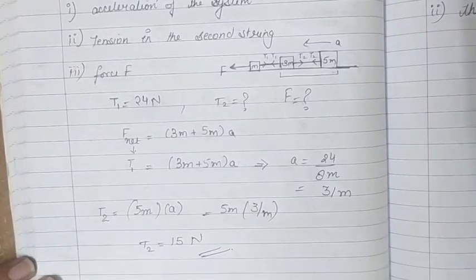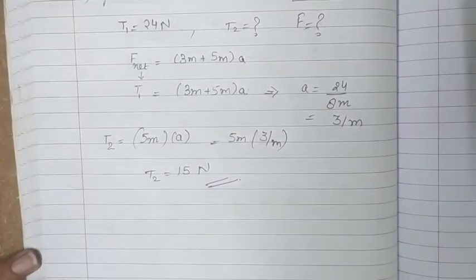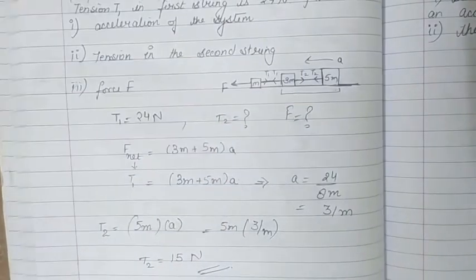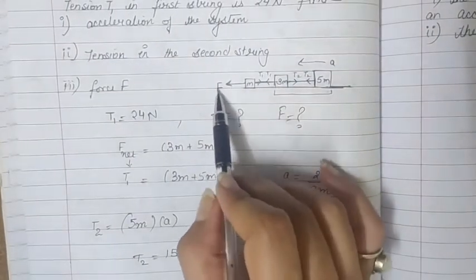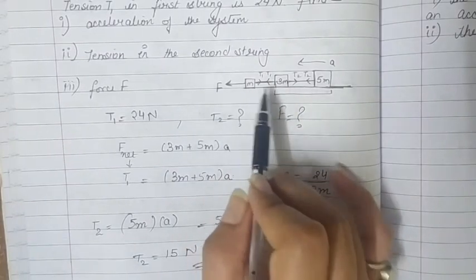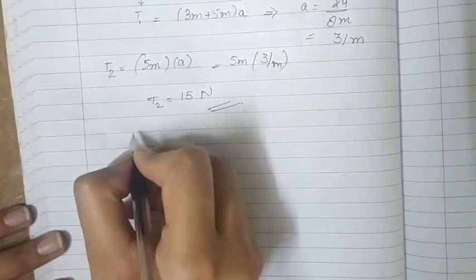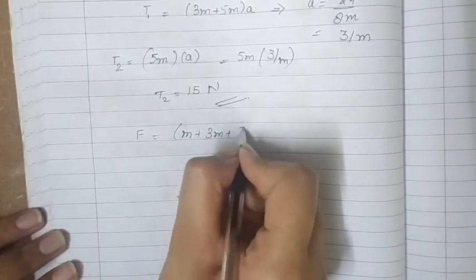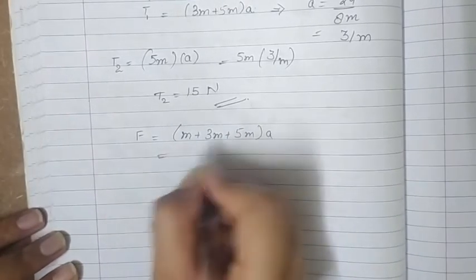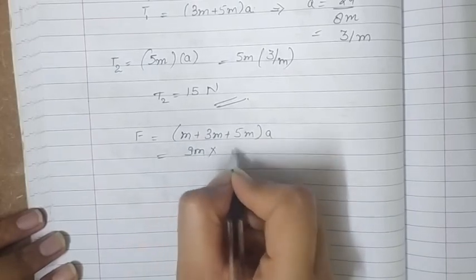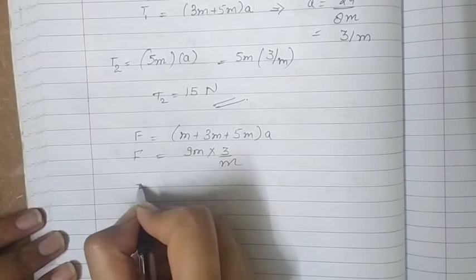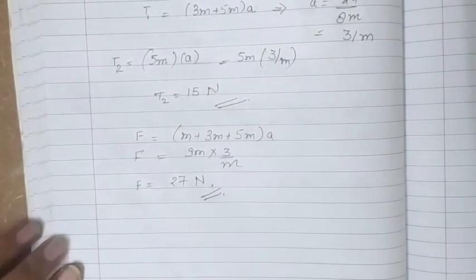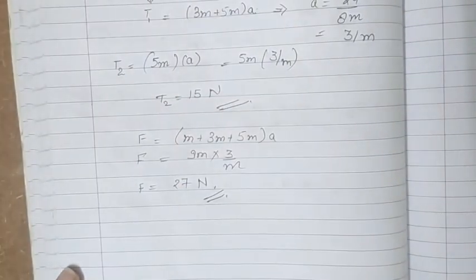We also have to find the force capital F here. For capital F we have to write the equation for the whole system. Then F is equal to mass into acceleration, and this F is applied to all the 3 masses, means m plus 3m plus 5m into a. So capital F is equal to m plus 3m plus 5m, means all the 3 blocks, into a, that means 9m, and acceleration is 3 upon m. So the answer for force is 27 Newton. This is the required answer for force and tension in the second string.